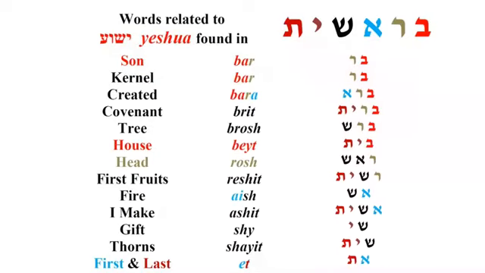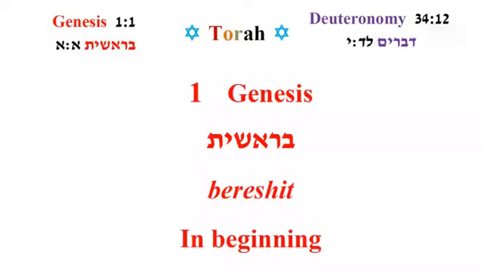Okay, and the last one, he's the first and the last. He's the Et, the Aleph Tav. Okay, there's that little word in Genesis 1:1 that shows up twice. So it's pretty cool that he hides all these things just in the first word, and they all point to Yeshua. Okay, now, Bereshit is the first word of the Bible.